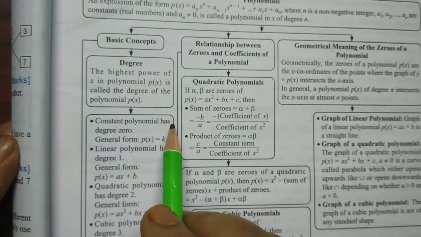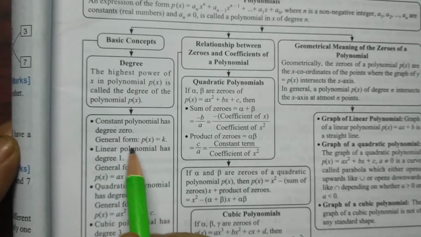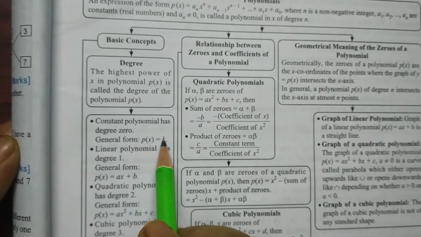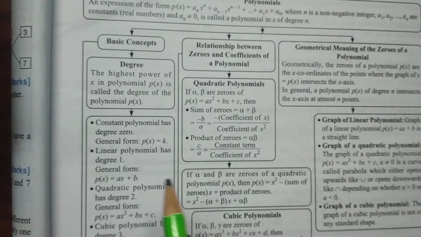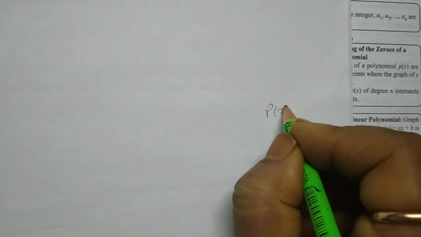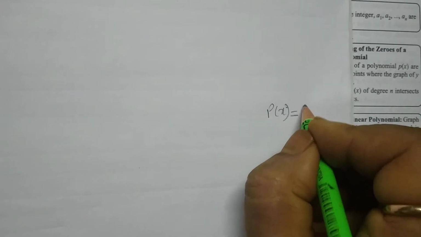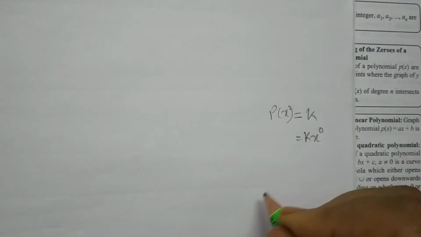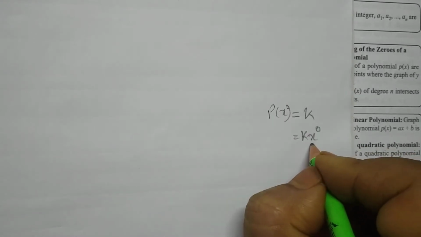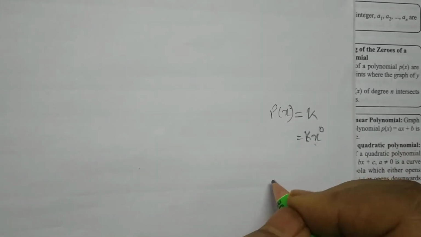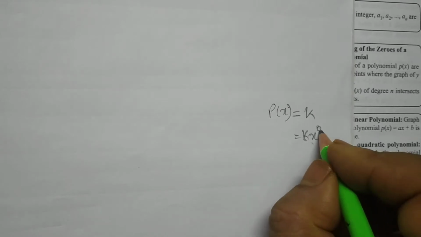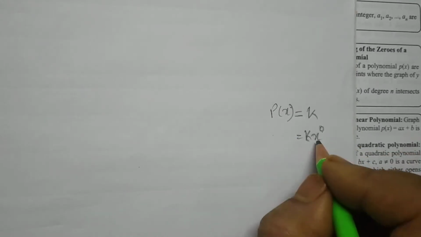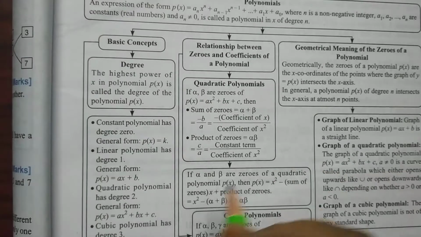A constant polynomial has degree 0. A constant polynomial in general form is p(x) = k. We can write k as k into x to the power 0. Why? x to the power 0 means 1, and 1 into k again gives k. And here the degree is 0. That's why a constant polynomial has degree 0.